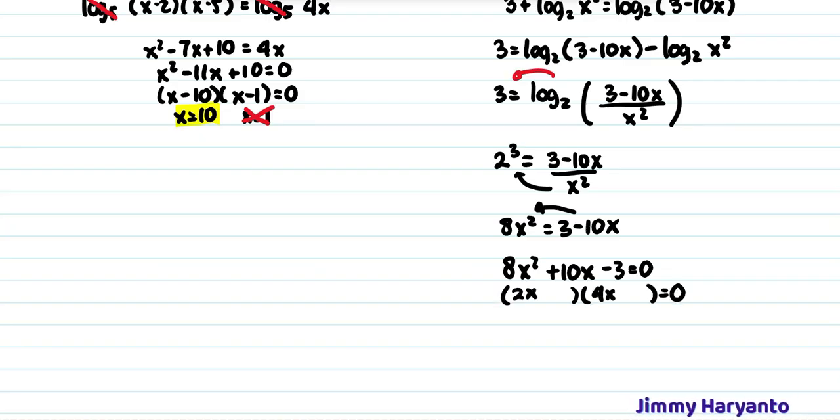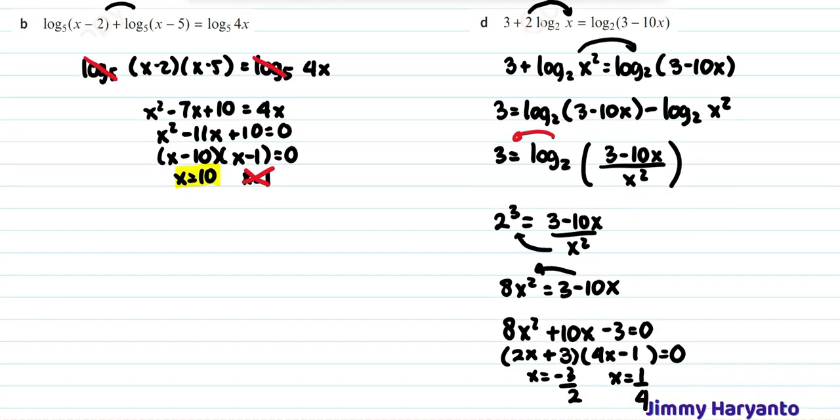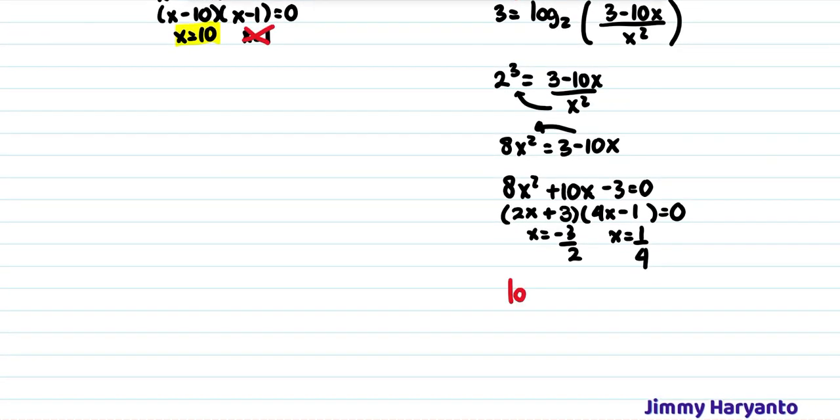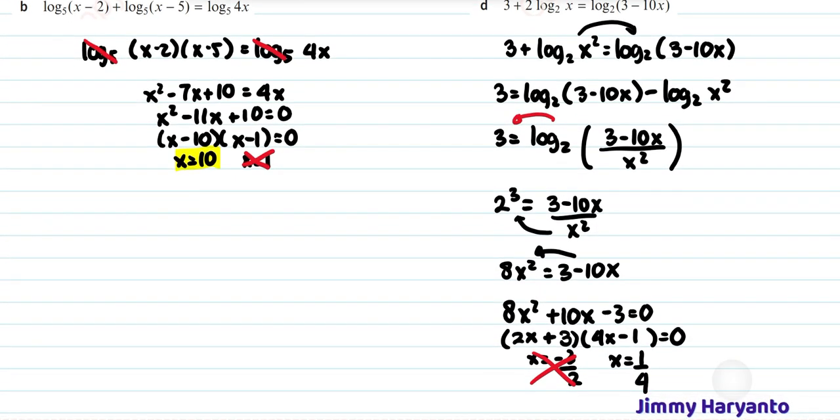2x and 4x. This one is 3, this one is 1, I guess, plus and minus. Okay, that's it. So x equals negative 3 over 2 and x equals 1 over 4. The one that will be valid is the 1 over 4. Let's check it into log 2x. For log 2x, this one is already not valid because it will give you the logarithm of negative numbers, so we have to reject this one.